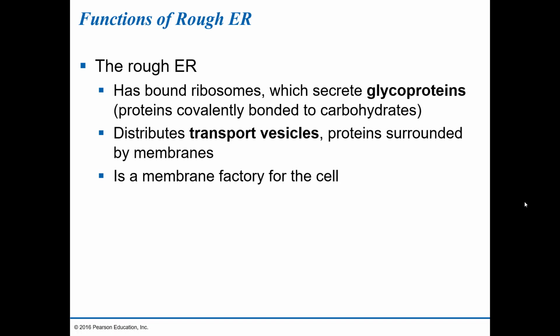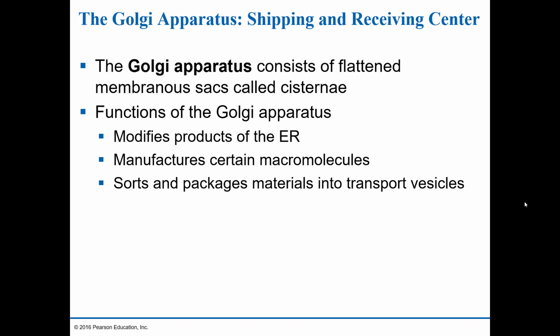The rough ER, since it has ribosomes, it will secrete these little proteins, glycoproteins, which are proteins and carbs. It distributes transport vesicles. Transport vesicles are just little vehicles, little balls surrounded by a membrane that move around and do stuff. And it is a membrane factory for the cell, basically. So the rough ER is a manufacturing plant for the cell.